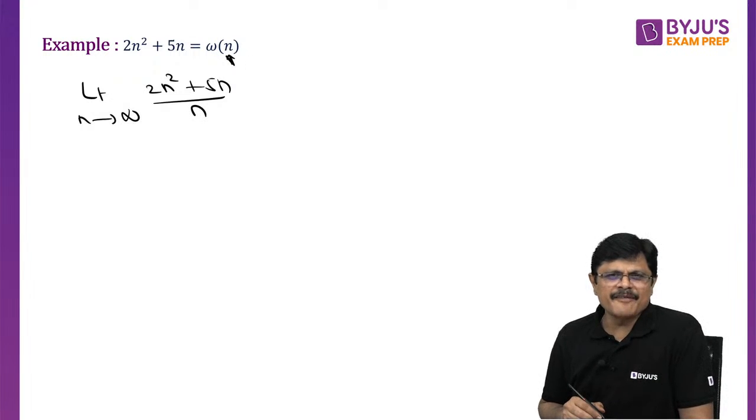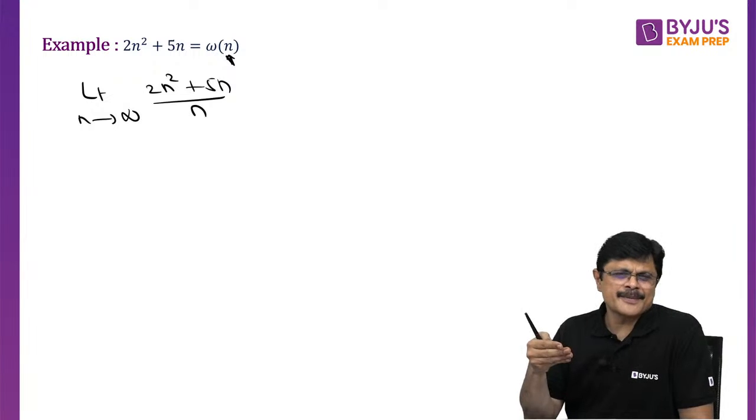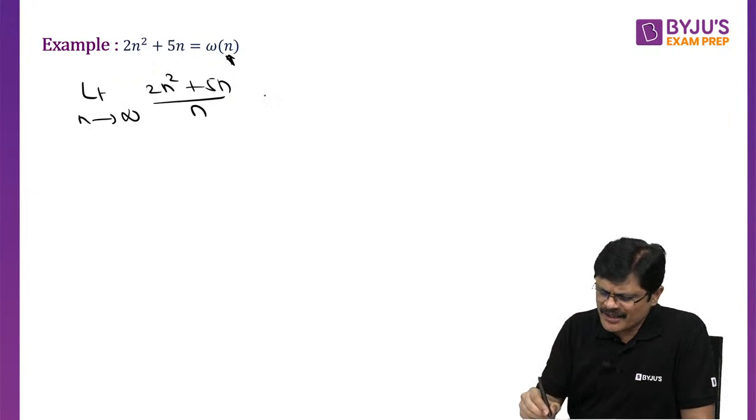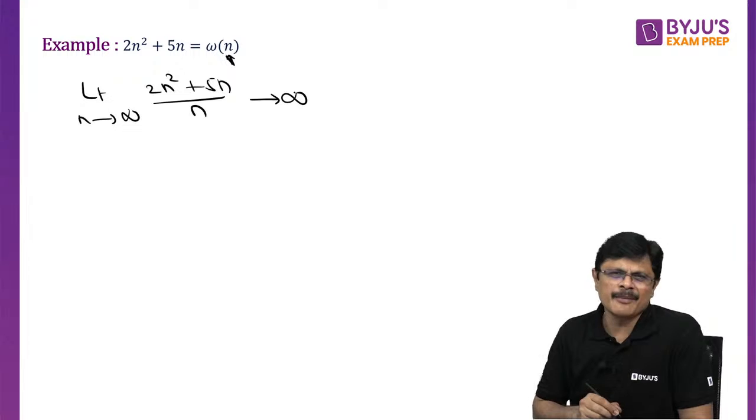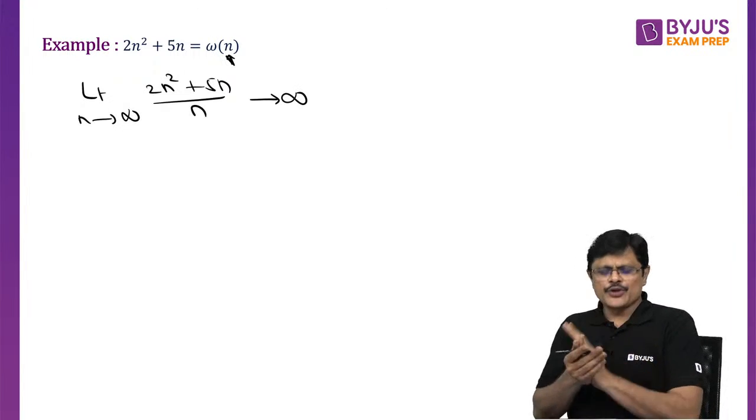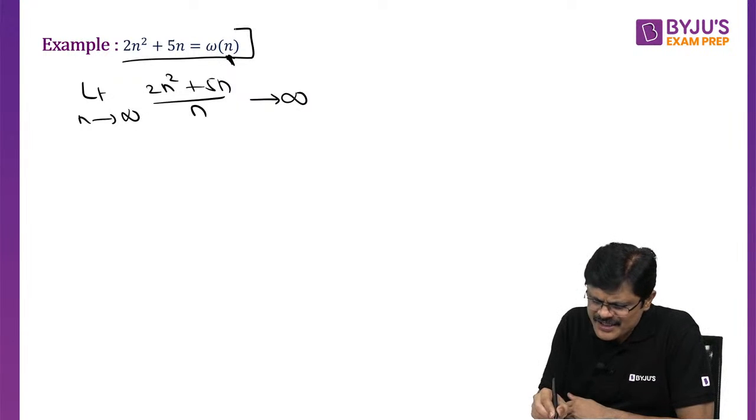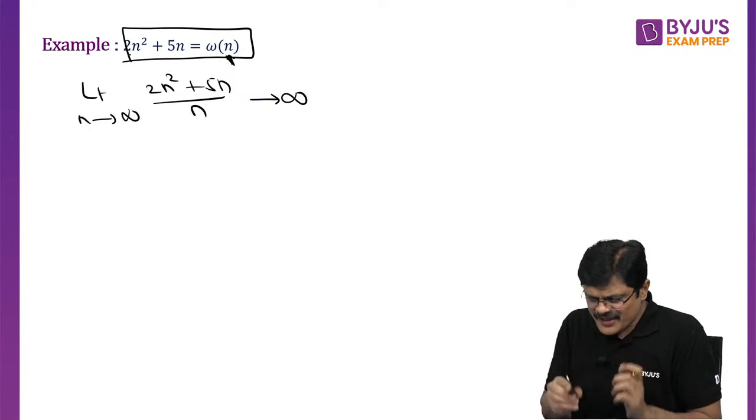So as n approaches infinity, because both are polynomials and the numerator has the highest order, this limit will tend to infinity, my dear friends. Okay, so we say that this condition is satisfied. So please try to understand.